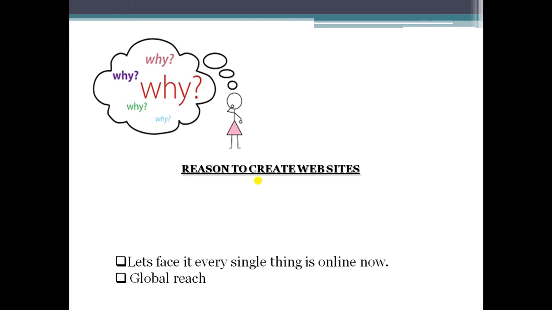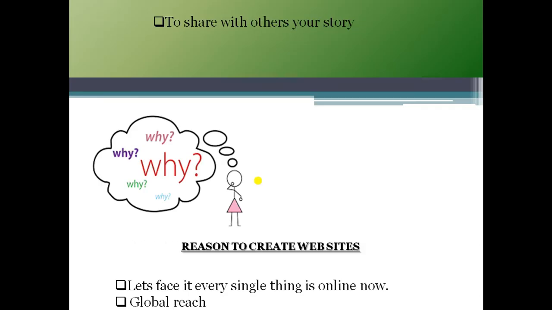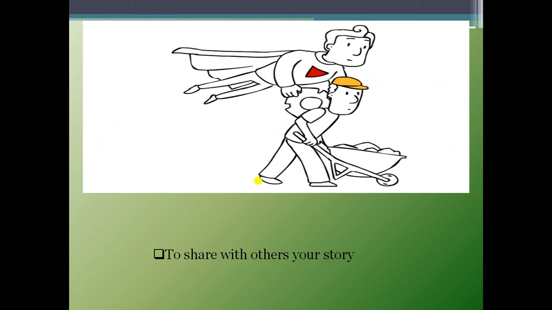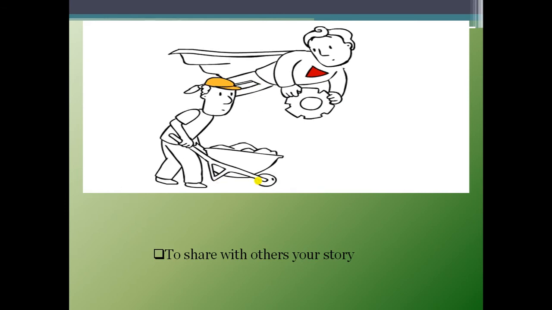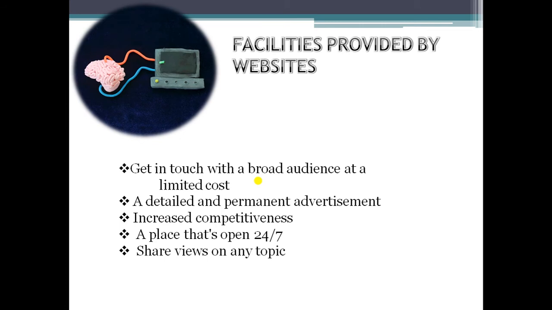Actually, let's face it that every single thing is now online. Like we order food online, we order clothes online, even online we can do video conferencing and everything, right? So that is a global reach. And lastly, to share our story with others, right, we use websites like Facebook, Twitter, and everything. So these are the facilities provided by websites.